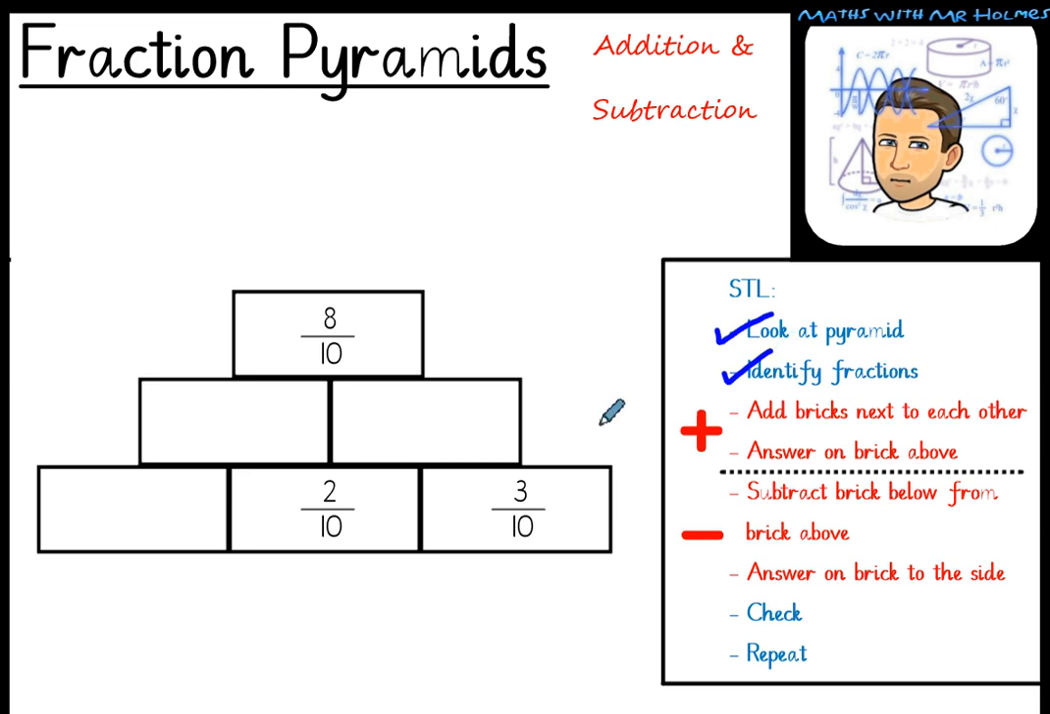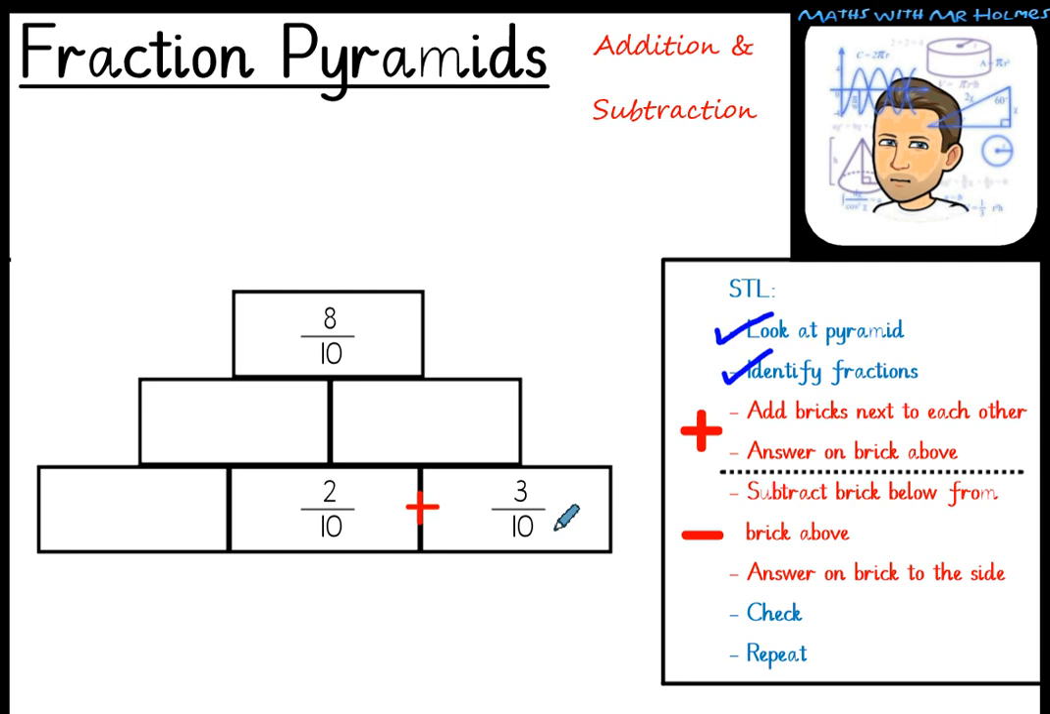Okay, so as it's an addition and subtraction puzzle, we need to know what we do for each one. The add part, we need to add the bricks next to each other. The subtract part, we need to subtract the brick below from the brick above. So I'm going to start with an addition one. Add the bricks next to each other. I've got 2 here. I'm going to put my add sign in between the 2 bricks to help me. Let's go ahead and do that.